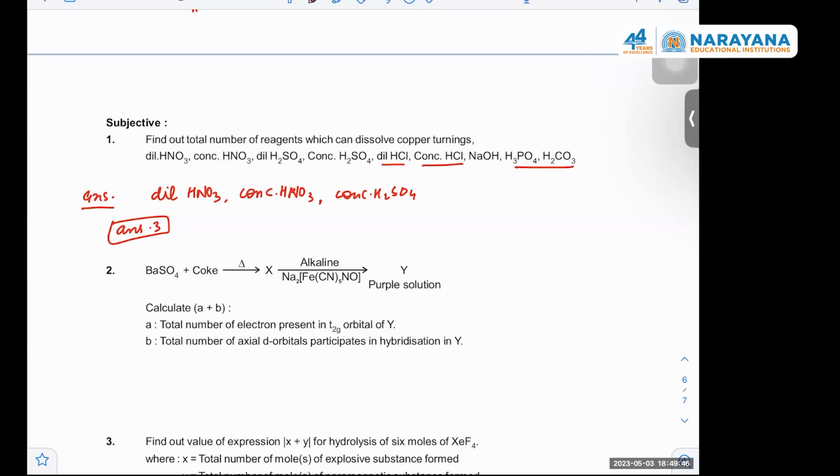So dilute HCl, concentrated HCl, HClO4, H2CO3 are non-oxidizing acids, and H plus also can't be reduced by copper. Therefore, the answer is 3. Okay. Try to attempt the next question.